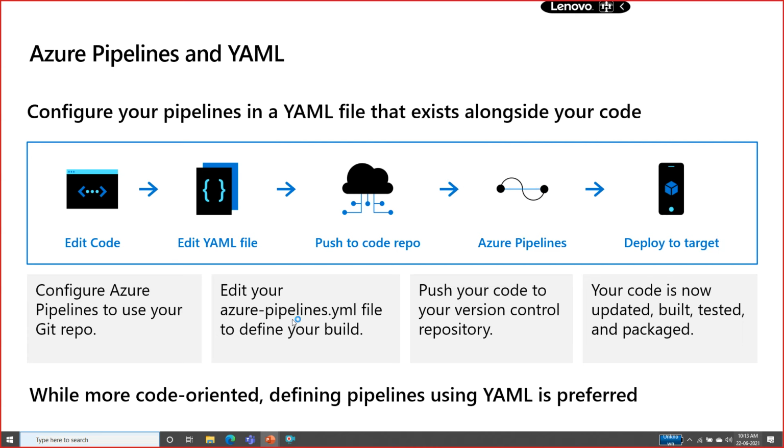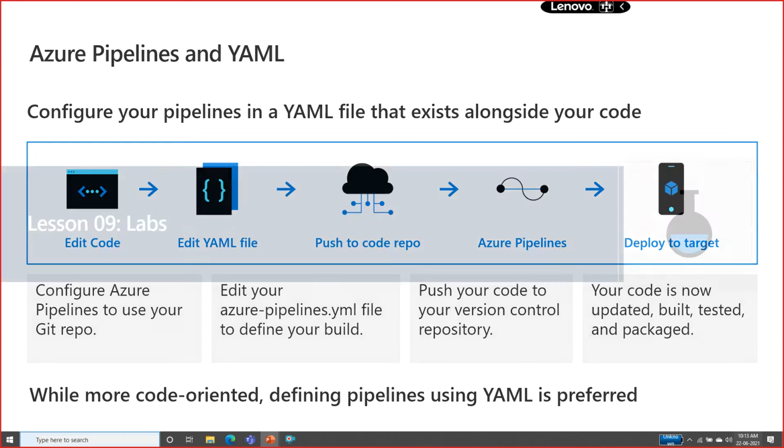So you can edit your YAML pipeline. This is the azure-pipelines.yaml file, and that pipeline needs to be present in your repository. It is going to help you with build, test, and deployment. So that's the benefit of using the YAML file. You will be getting it here.